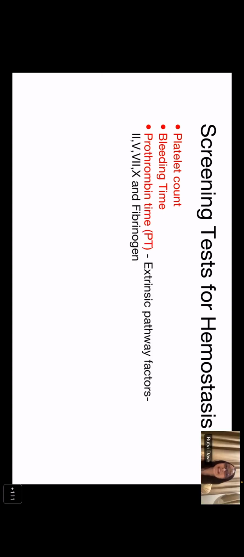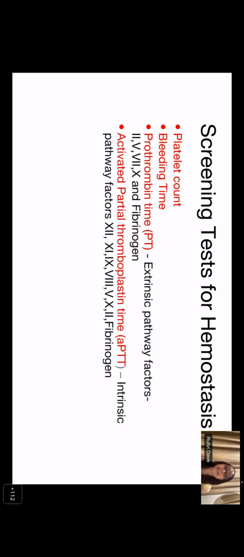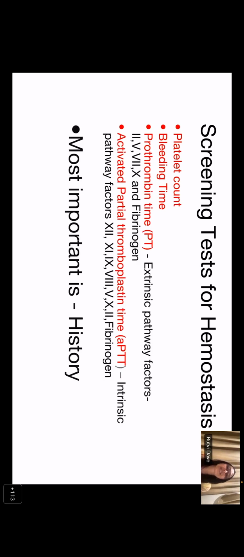Prothrombin time, APTT. Very good. So it's prothrombin time, which screens for the extrinsic and common pathway, and the APTT, which screens for the intrinsic and common pathway. But which is the most important screening test? It is history. Yes, very good. History is the most important screening test.